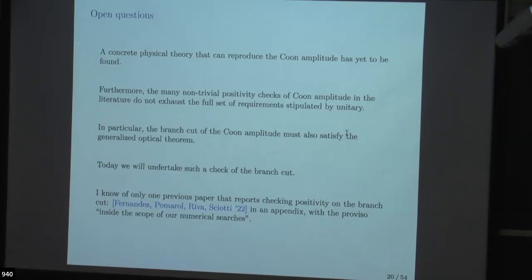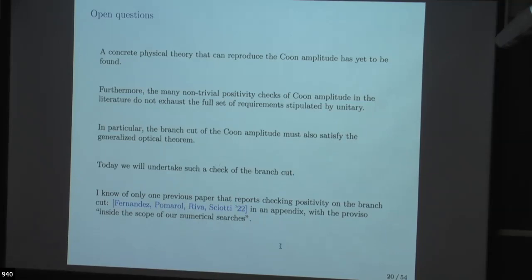And then additionally, and this will be really relevant for today's talk, these papers I mentioned look at the poles, right? But the branch cut also needs to satisfy some generalized optical theorem. And so to my knowledge, there was only one paper which appears. This was colouring large N QCD. This was an S-matrix bootstrap paper.